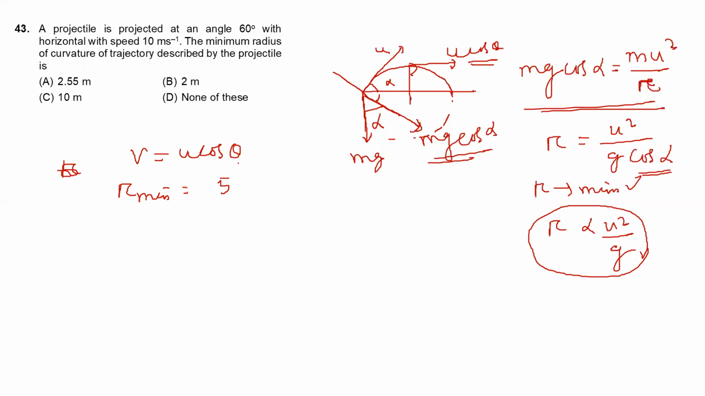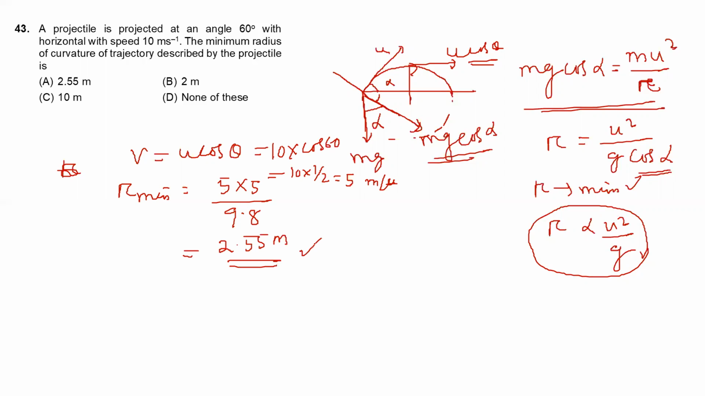u is 10 into cos 60. Cos 60 is 1 by 2. So that is 10 into 1 by 2, that is 5 meter per second. So that is 5 into 5 divided by g, take 9.8. That is 25 by 10, around 2.55 meter, is the minimum radius of curvature.